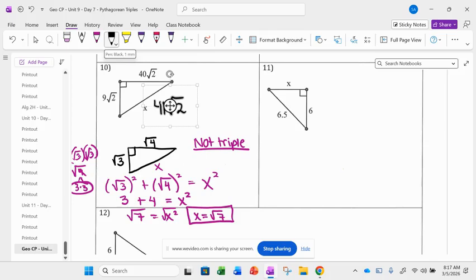This is a triple, yeah. Yeah. Let's see. Good. Perfect. Perfect.